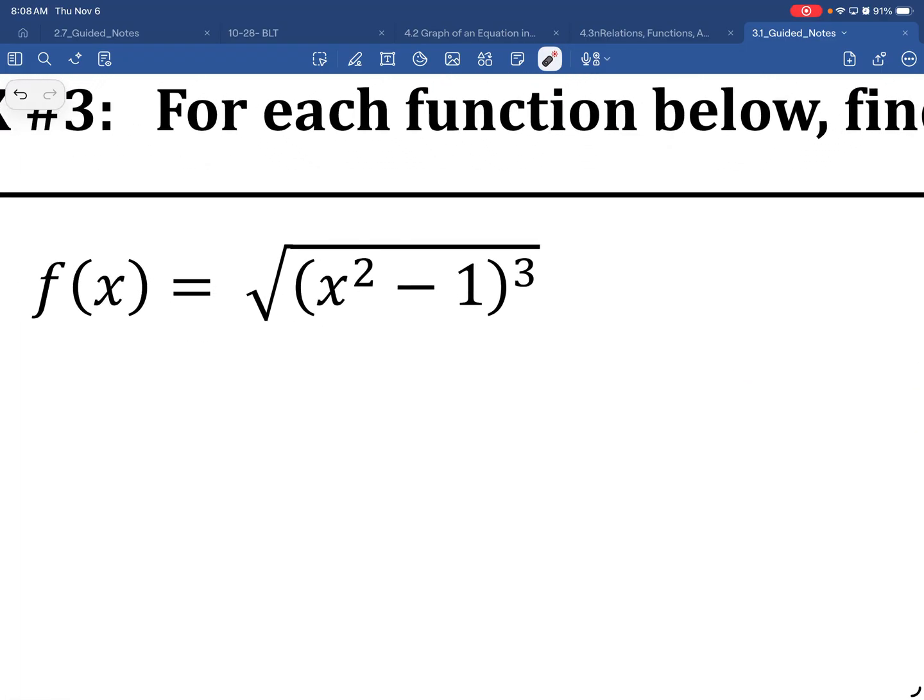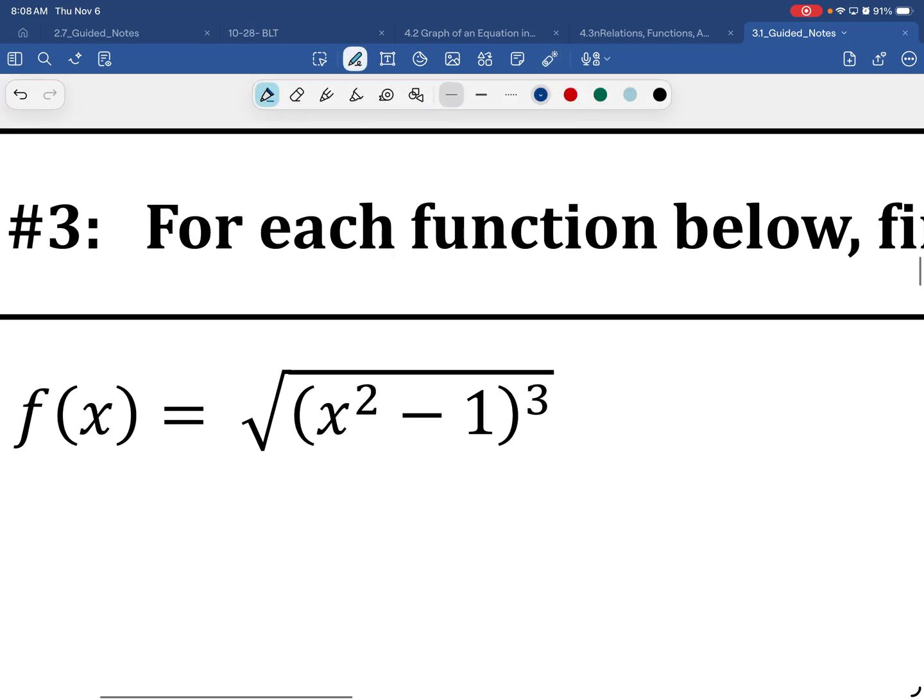Do you see that there are two, potentially three functions here? I could say I have a square root, and then inside the square root I have a cube, and then inside the cube I have an x squared minus 1. Potentially 3, right? Which means I would just do the derivative of the square root, multiply that by the derivative of a cube, and then multiply that by the derivative of x squared minus 1. But I can save myself a little work.